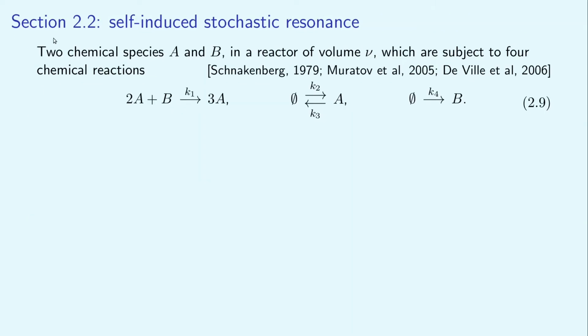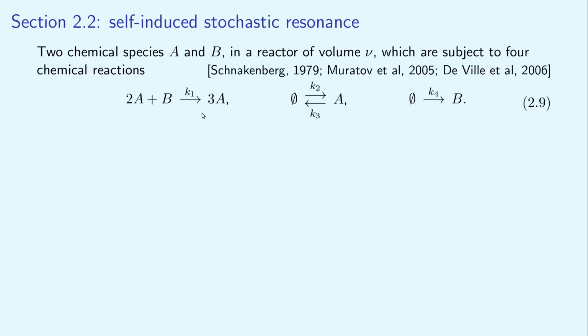Our first example is described in detail in section 2.2. It is a system of two chemical species, A and B, in a reactor of volume nu, which are subject to the following four chemical reactions. Both chemical species are produced with constant rates, denoted K2 for the production of A and K4 for the production of chemical B. Chemical A is also degraded with rate constant K3.